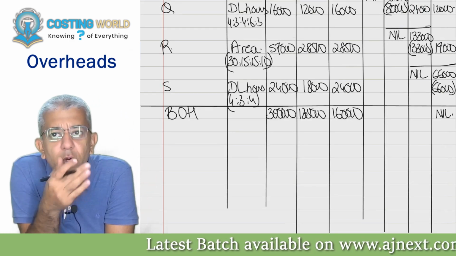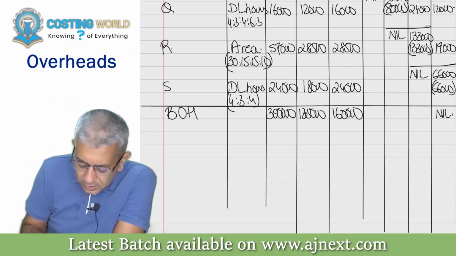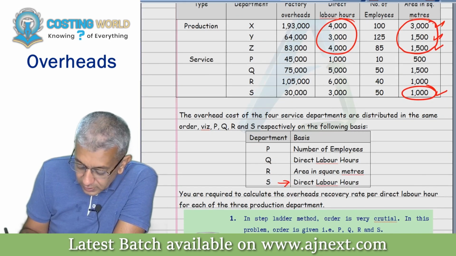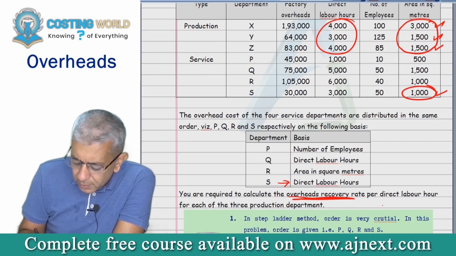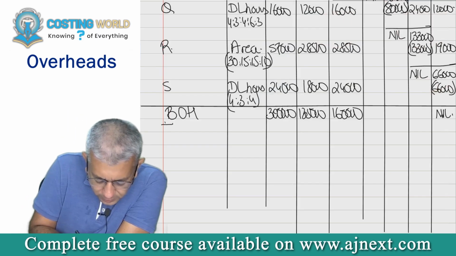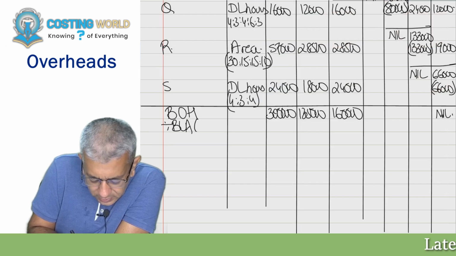For BLA, you got to be thinking, has sum told us any method? I think so, it has. It has told us, find out the overhead recovery rates. Recovery rate means absorption rate per direct labor hours. So, obviously, your BLA will be in terms of labor hours.